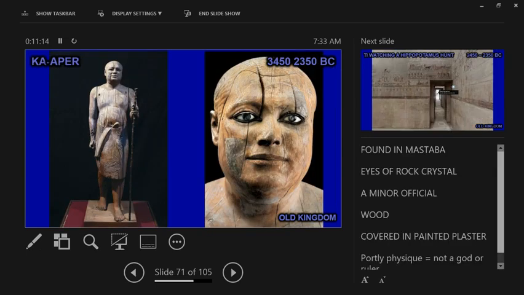And then we have this figure right here, Ka-Aper. He was also found in a mastaba, and he has crystals for eyes. And he is a minor official. And the insane thing is that he's made out of wood. Wood doesn't last the test of time. This is very, very rare to have an object that is so old and made out of wood.